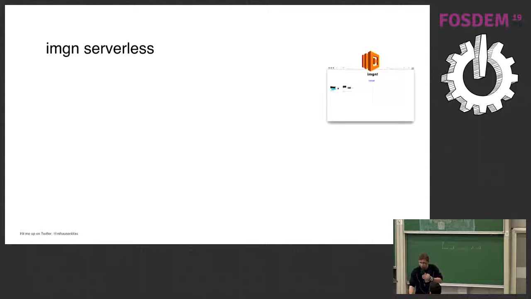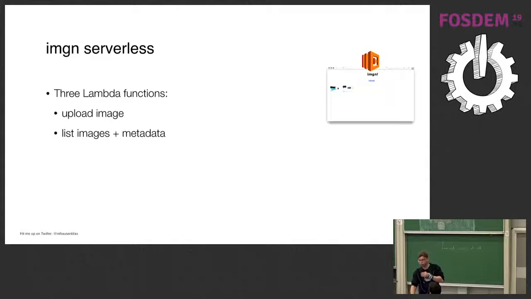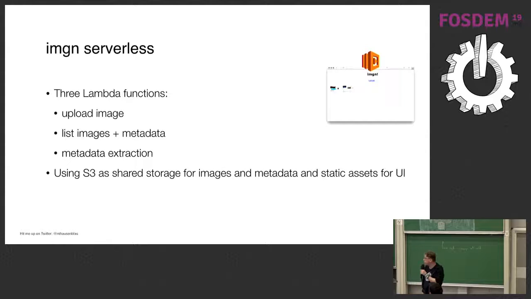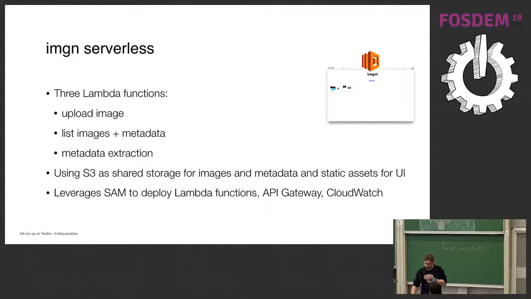So how does it look like? Serverless. We've got 3 Lambda functions. One for uploading the image, one for listing the images and the metadata along with it, and one that does the metadata extraction, again, just the dimension. And using S3 as the shared storage for the images and the metadata, and serving the static assets for the UI. And as you have seen, using SAM to deploy the Lambda functions.